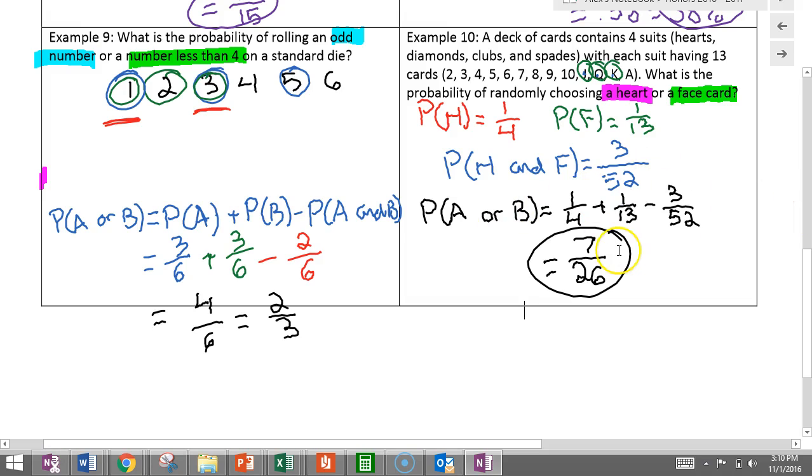With these die ones, those are easy just to draw out. But once you have more than 6 outcomes, it gets tedious to do that. So that's when the formula comes in handy.